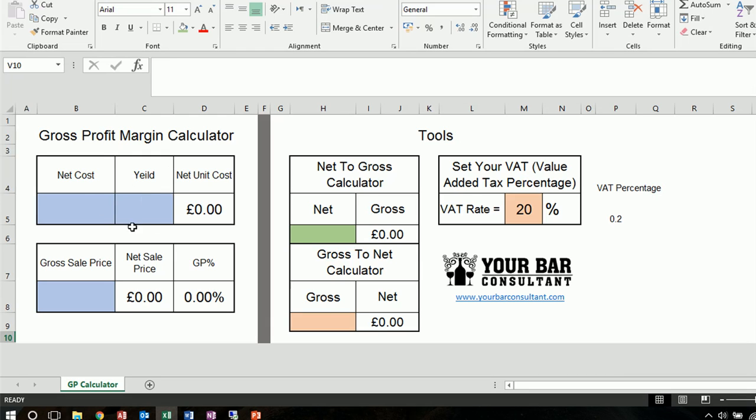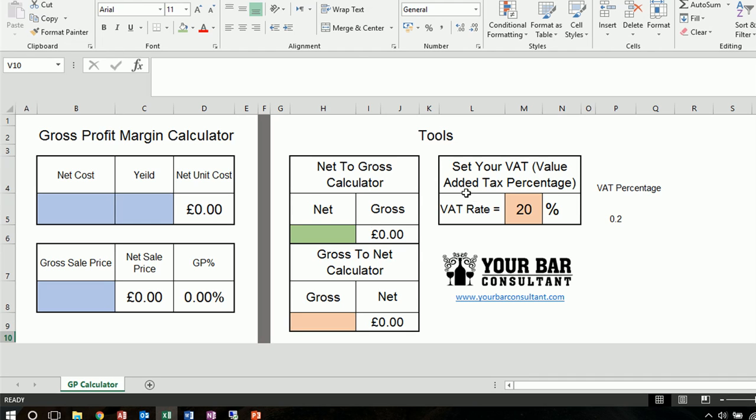So we're going to actually make two things. We're going to make a gross profit calculator, and then we're also going to use these other things which I've highlighted under tools, which are setting your VAT rate, and also a net to gross calculator and a gross to net calculator. I'll just show you what these do, and then we'll go on to another tab and we'll start to make one.